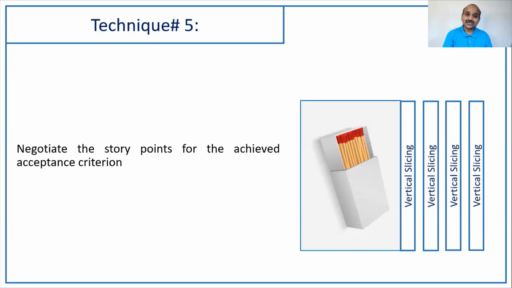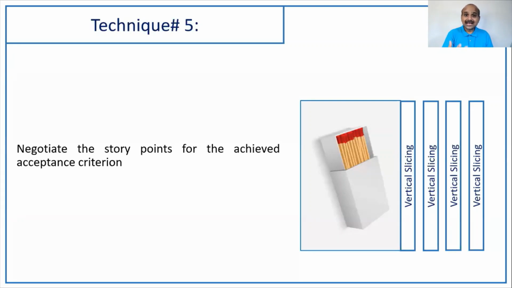Then we should negotiate: out of 5 acceptance criteria, I'm able to demonstrate 3. So because of that, the team has to be awarded partial story points for this kind of work.